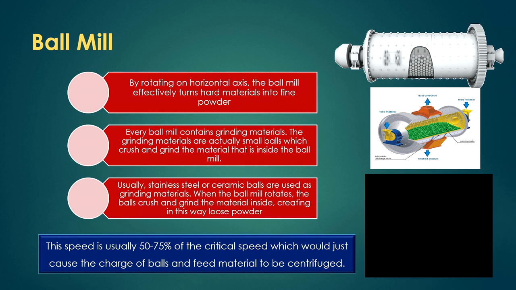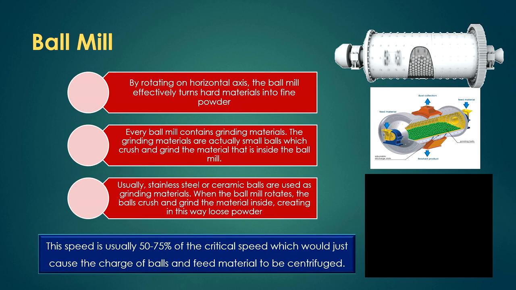You will see that in this case, by rotating on a horizontal axis, the ball mill effectively turns hard material into a fine powder. Every ball mill contains grinding materials. The grinding materials are actually small balls which crush and grind the material that is inside the ball mill. Usually you will see that stainless steel or some ceramic balls are used for this grinding as a medium. When the ball mill rotates, the balls crush and grind the materials inside, creating in this way loose powder.